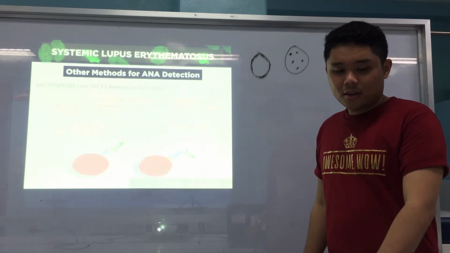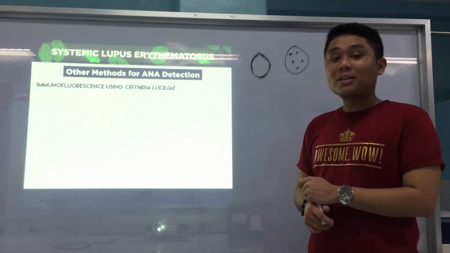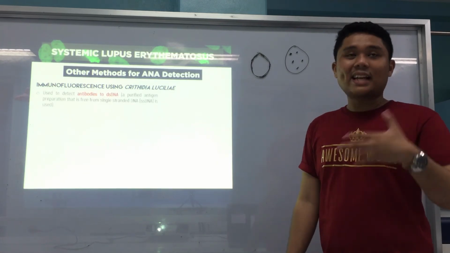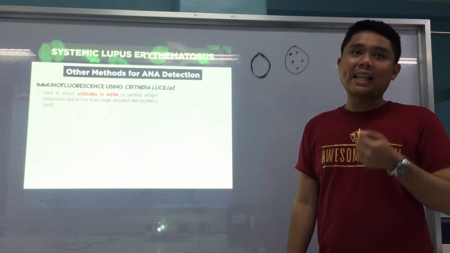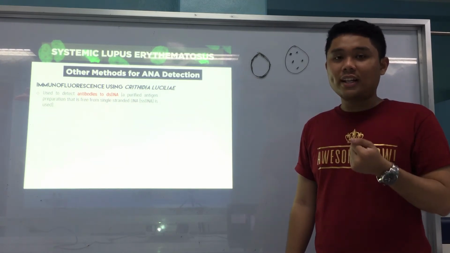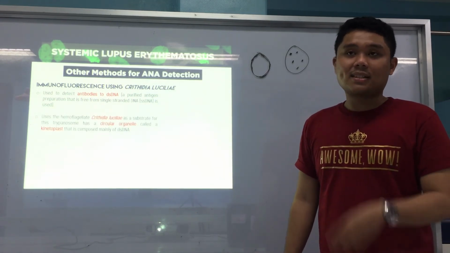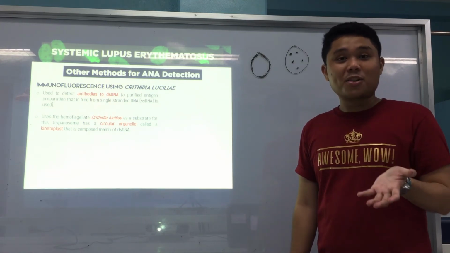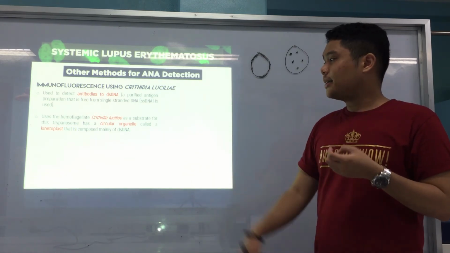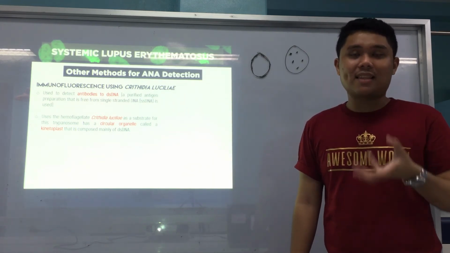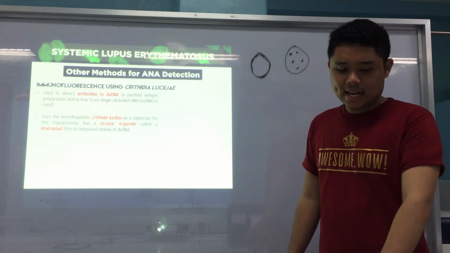Alright. And the last, okay, your immunofluorescence using Perfidia lucilii. This came out in the boards still. Alright. So, it's to detect immunofluorescence, but this time, for your substrate, you use a hemoflagellate. So, you detect antibodies to dsDNA only. Only antibodies to dsDNA. And you use a hemoflagellate known as Perfidia lucilii. Because Perfidia lucilii has, recalling your parasitology, if you still remember, your hemoflagellates have a circular organelle called your kinetoplast. And the kinetoplast is abundant in dsDNA. Alright? And we use that. Okay? We use Perfidia lucilii.